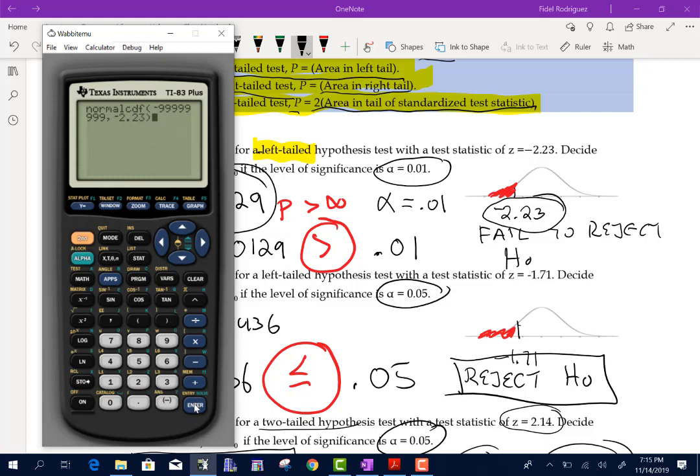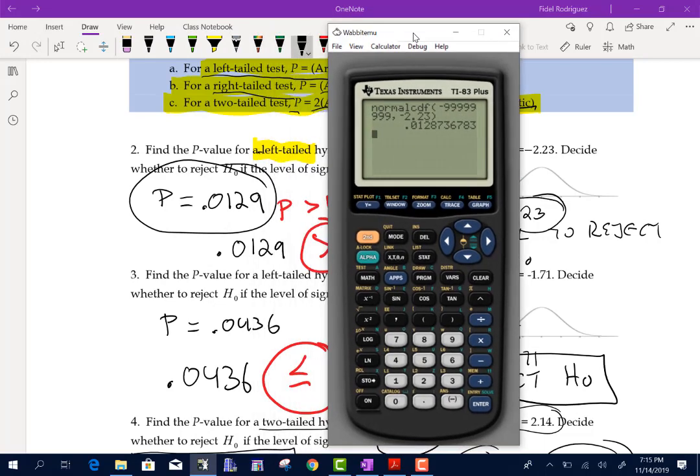Okay. And if you look here, let's see. I think that's the p-value. And didn't we write it down right here? 0.0129? Because we rounded it to 4 decimal places, and since to the right of that is a 7, we rounded it up to a 9? Okay.